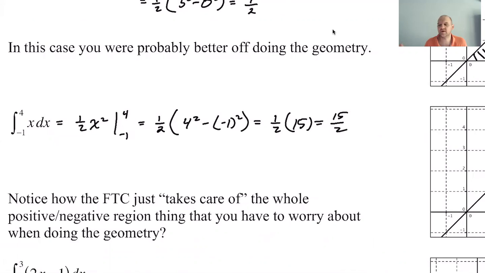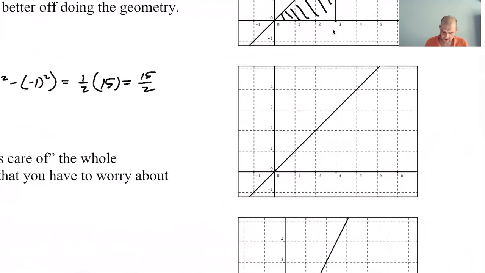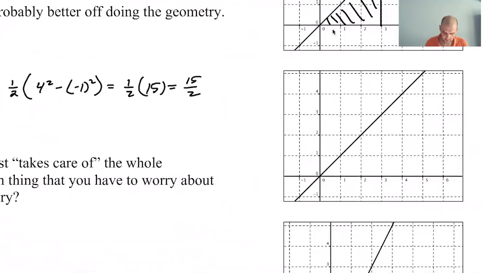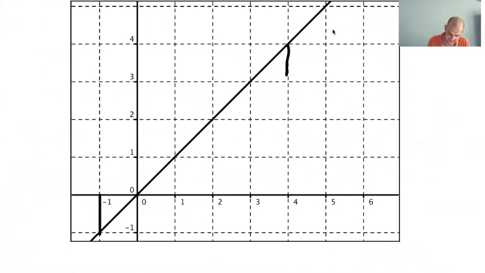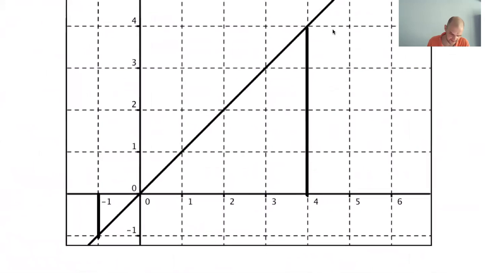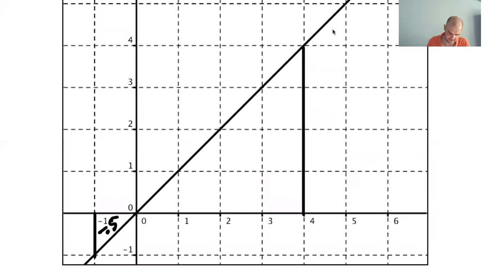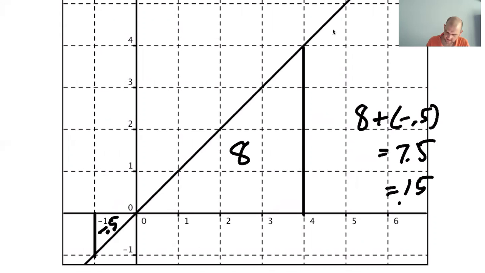You're never really thinking about what the graph of y equals x looks like. You don't really care. Over here, when we go from -1 to 4, we have to worry. And the reason we have to worry is that part of this is negative and part of it's positive. So our first triangle has an area of -0.5. Our second triangle has an area of 8. So overall it's 8 plus -0.5, which is 7.5, which is in fact 15 halves.